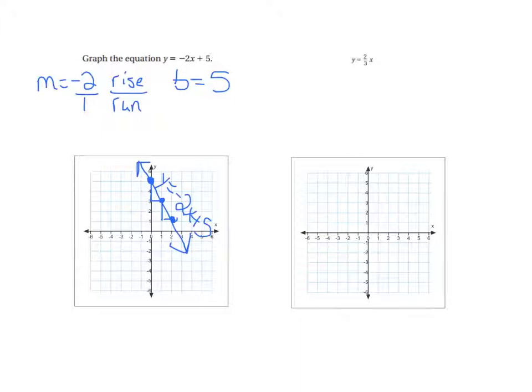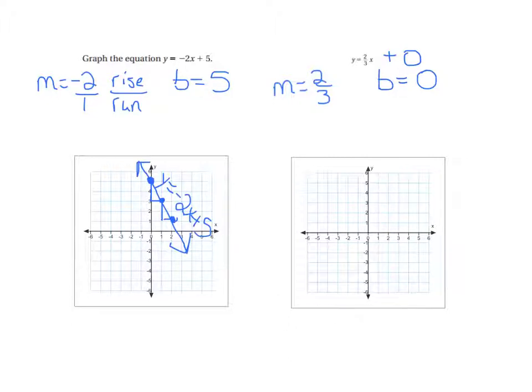M is the coefficient of x, so M is 2/3. Now, what's B? What do you think? What is back here? Nothing's back here. When nothing's back here, it's plus 0, right? We didn't add anything to that, so B is 0. All right, so M is 2/3, B is 0.